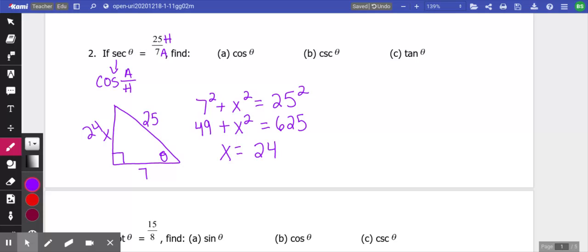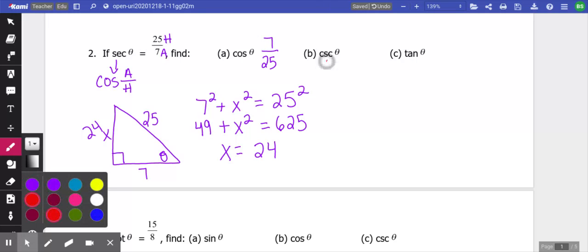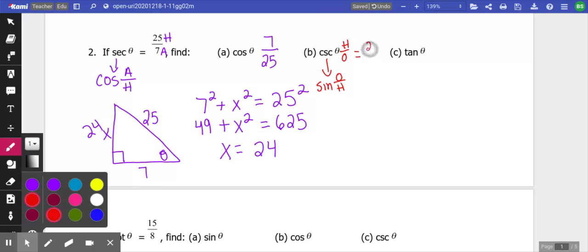First it wants us to find cosine theta, which is going to be the adjacent over the hypotenuse. So 7 over 25. Cosecant theta is the reciprocal of sine. So if sine is opposite over hypotenuse, cosecant will be hypotenuse over opposite, which if we look at our triangle, the hypotenuse is 25 and the opposite side is 24. And then tangent, TOA, opposite over adjacent. So 24 over 7.